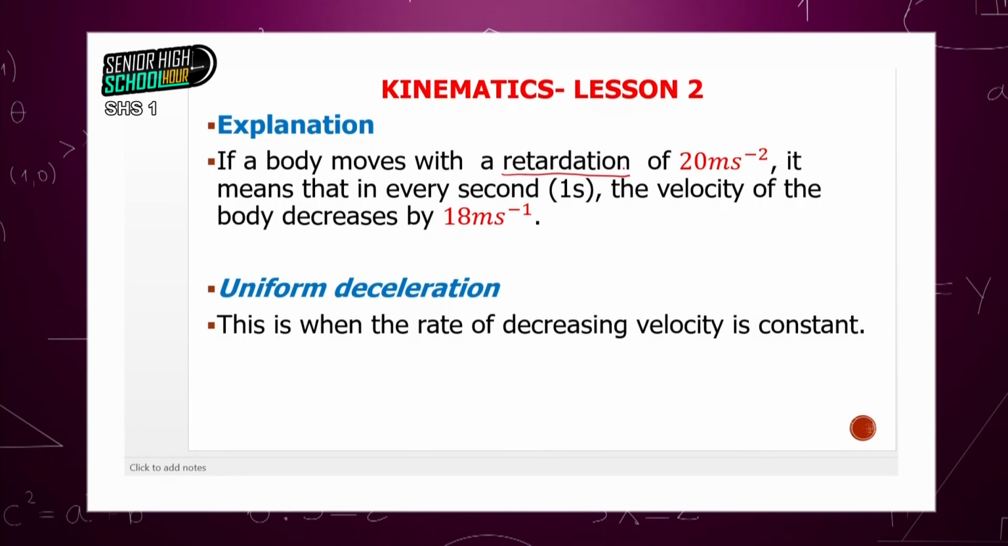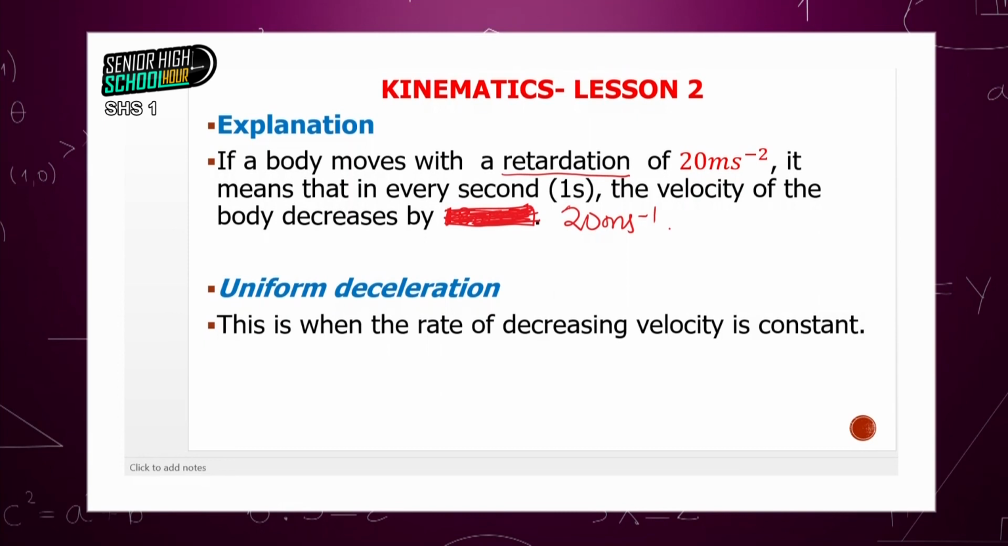What does this mean? This means that in every second, the velocity of the body decreases by 20 meters per second. So the body moves with a retardation of 20 meters per second squared. This means its velocity is decreasing by 20 meters per second in every second. That's what we mean by a body moves with a retardation of 20 meters per second squared.